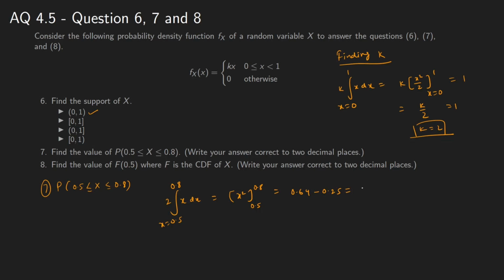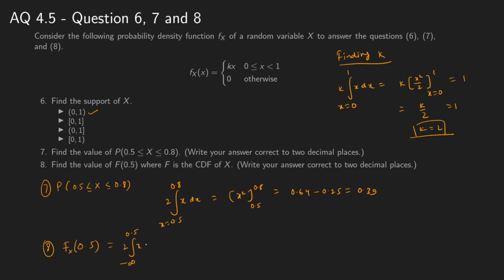In question number 8, we have to find the value of F of 0.5, where F is the CDF of x. So we have to find the CDF of x at 0.5. As we know, we can find the CDF of any random variable by integrating from minus infinity to the point at which we have to find the CDF. What do we integrate? We will integrate the PDF function.